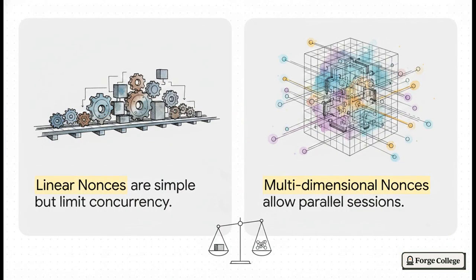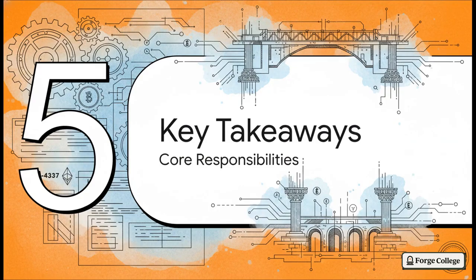And because you have that control, you face a classic engineering trade-off. You could just implement simple linear nonces that increment by 1 every single time you transact. Now, that's highly secure, for sure, but it does limit concurrency. Alternatively, you could build multi-dimensional nonces. This actually allows several parallel session keys to operate simultaneously. It is absolutely amazing for user experience, but it definitely introduces some wonderfully complex gas accounting. So pick your poison.